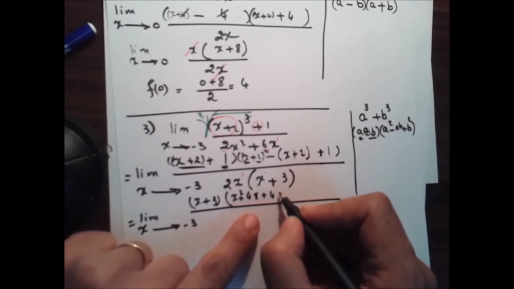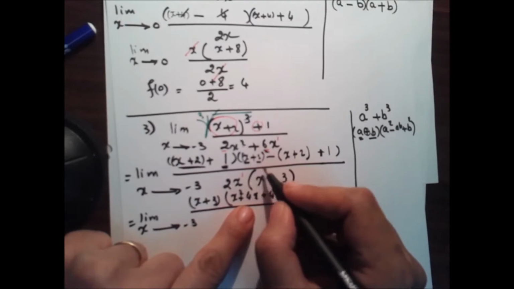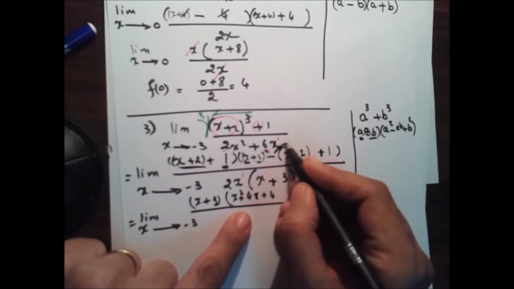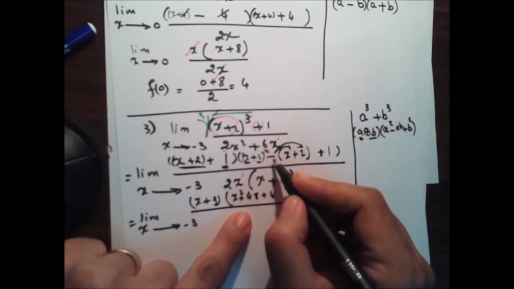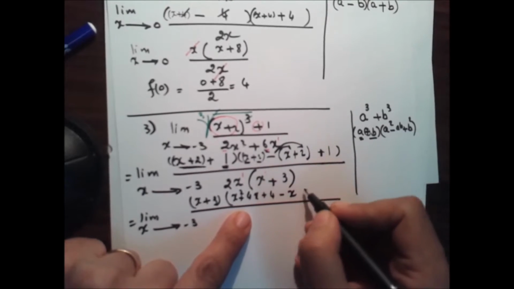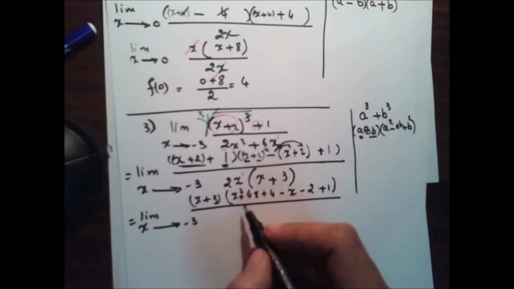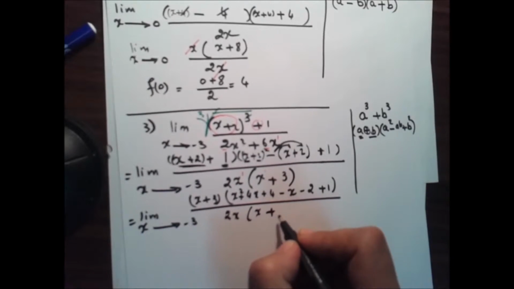Now this is the first bracket. We can safely remove it because we don't have a negative sign outside. Now we change the sign of each term within the second bracket because we have a negative sign outside. So it's negative x and minus 2 and finally plus 1. Down we still have 2x times x plus 3.